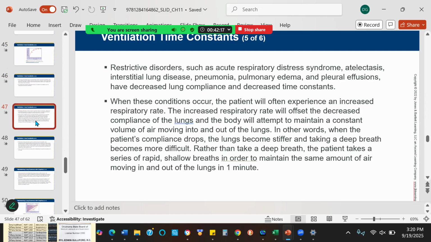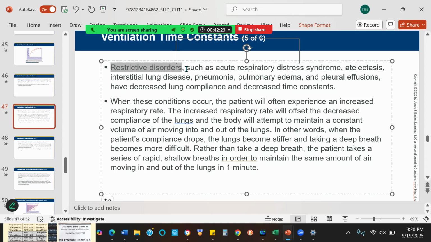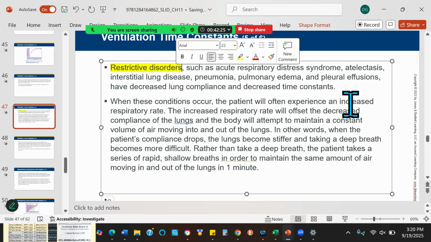Restrictive disorders. Let's give some clinical examples here. Anything that makes the lungs stiff. A restrictive disorder is anything that makes the lungs stiff. ARDS, atelectasis, interstitial lung disease, pneumonia. It's quite a list. If it's not CBABE, it is restrictive.